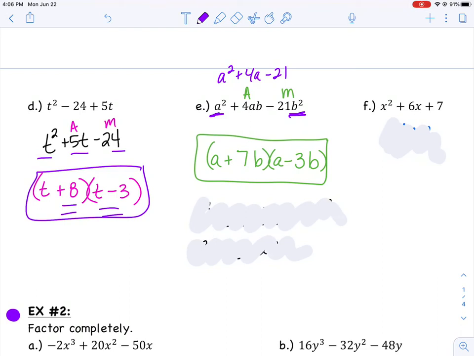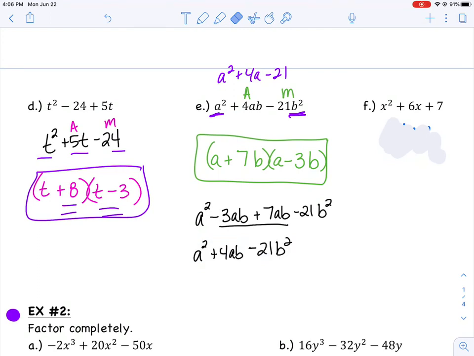If you're not sure, FOIL it out. So what's a times a? A squared. What's a times negative 3b? Well, a negative 3ab. What's 7b times a? 7ab. And then 7b times negative 3b should be a negative 21b squared. Those middle terms are like terms. They have the same exact variable with the same exact exponent. So I should be able to combine those and get an answer of a squared plus 4ab minus 21b squared. Isn't that what we started with? Perfect. So I know that these are the correct factors of that polynomial.